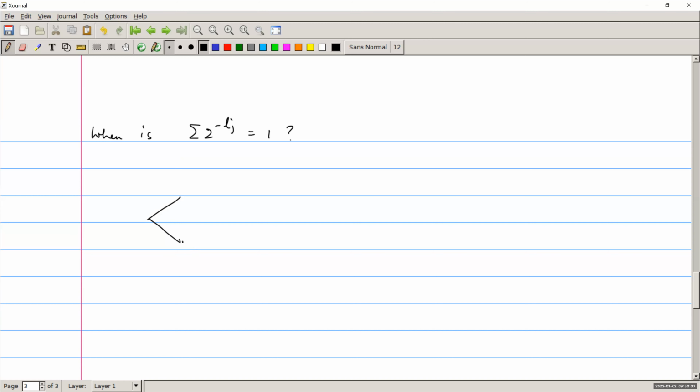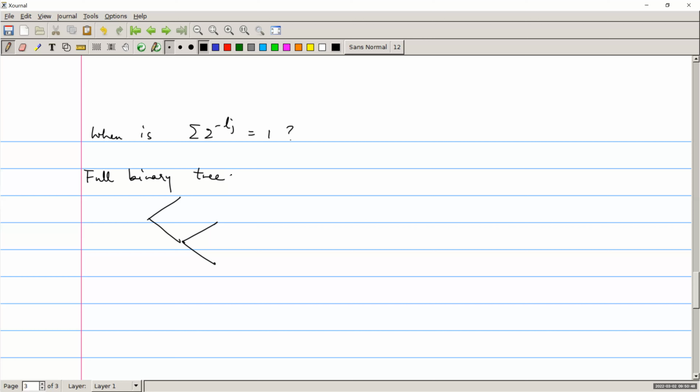It's something like this. This is a full binary tree. So this node has 2 children, this node has 2 children. These 3 nodes have 0 children. So every node is either a leaf or it has exactly 2 children. So those are full binary trees. When your code words happen to be leaves of a full binary tree, Kraft's inequality is satisfied with equality.